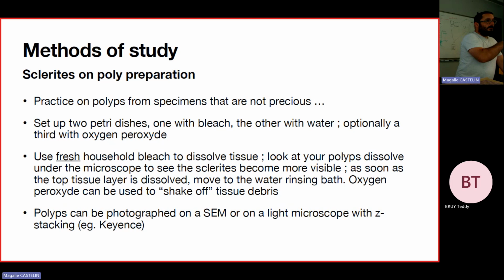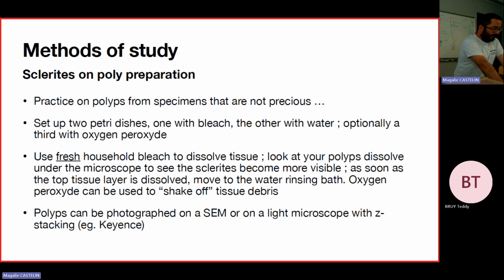So if you do a lot of preparations like that, you can look at your polyp dissolve, and as soon as you see that the upper layer of epidermis is dissolved, then you take your polyp and you put it in the deionized water. Usually I leave the polyp on the branch, and I hold it by the branch so I don't break my polyp. And the hydrogen peroxide, eau oxygénée in French, is meant for shaking off tissue debris and having a clean preparation.